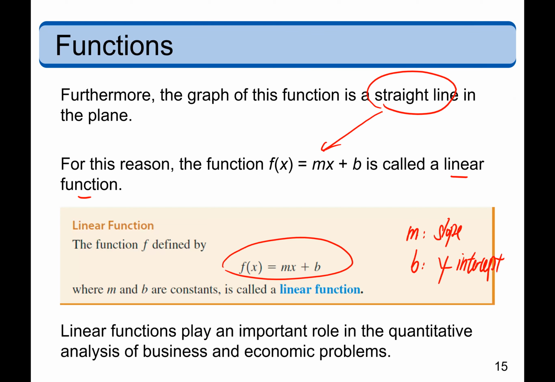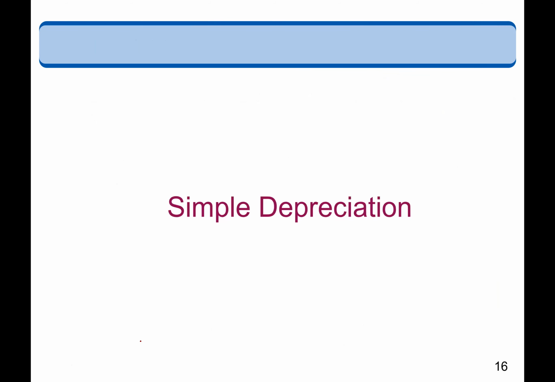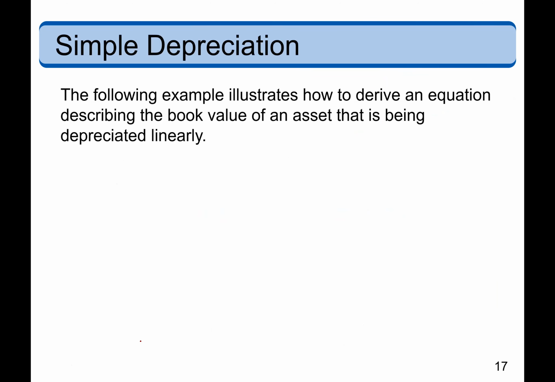So linear functions play an important role in the quantitative analysis of business and economic problems. Now let's look at some simple depreciation, the one we mentioned last time. The following example illustrates how to derive an equation describing the book value of an asset being depreciated linearly. We call this straight line depreciation. It's an important term in the accounting and finance field. Straight line depreciation is actually an application of the linear equation.